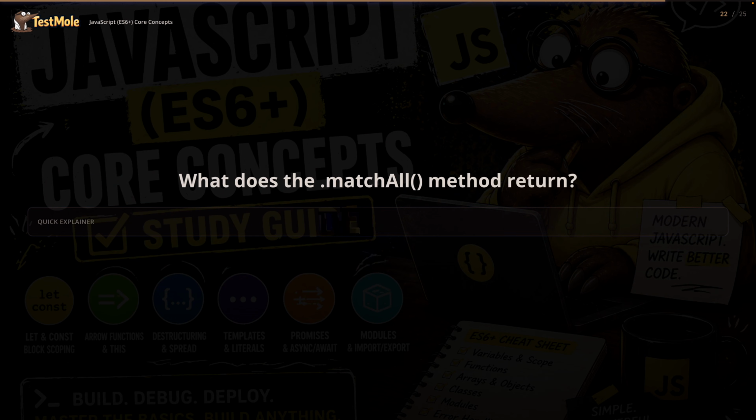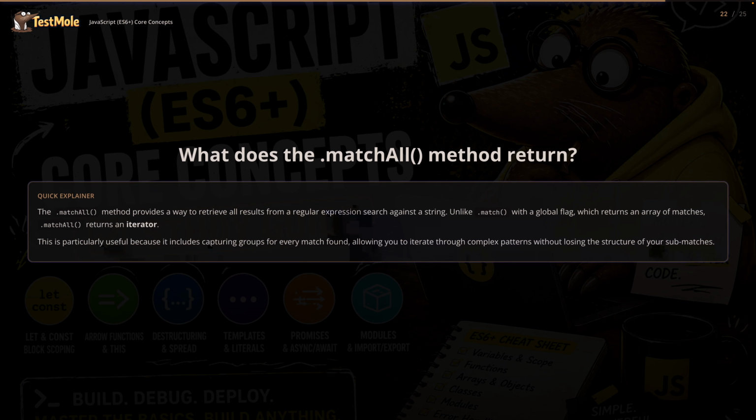What does the .matchAll method return? The .matchAll method provides a way to retrieve all results from a regular expression search against a string. Unlike .match with a global flag, which returns an array of matches, .matchAll returns an iterator. This is particularly useful because it includes capturing groups for every match found, allowing you to iterate through complex patterns without losing the structure of your submatches.